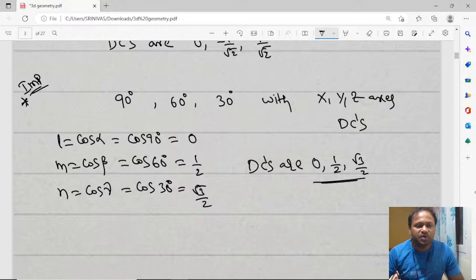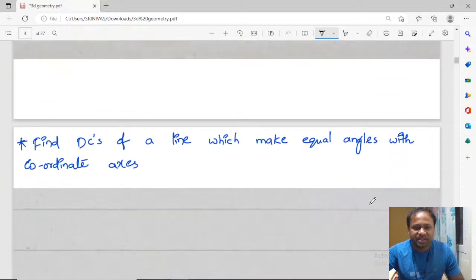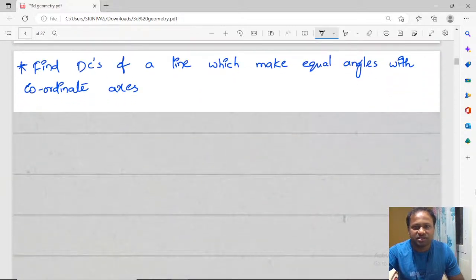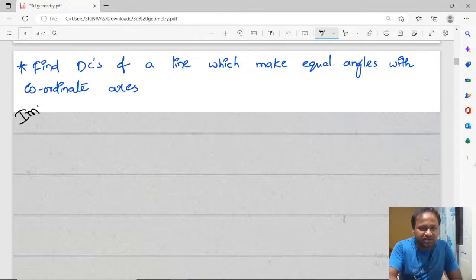Okay, so similar two problems we have to do. Next, let me move on to another question. So this is the most important question, and this is a previous question. In previous annual exams, it has been asked so many times.